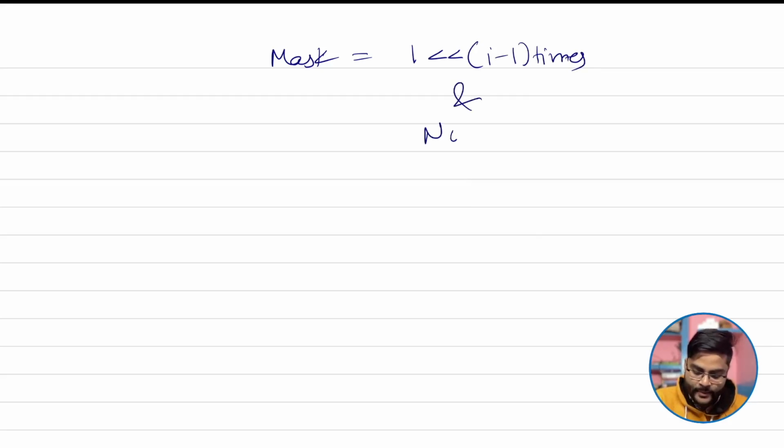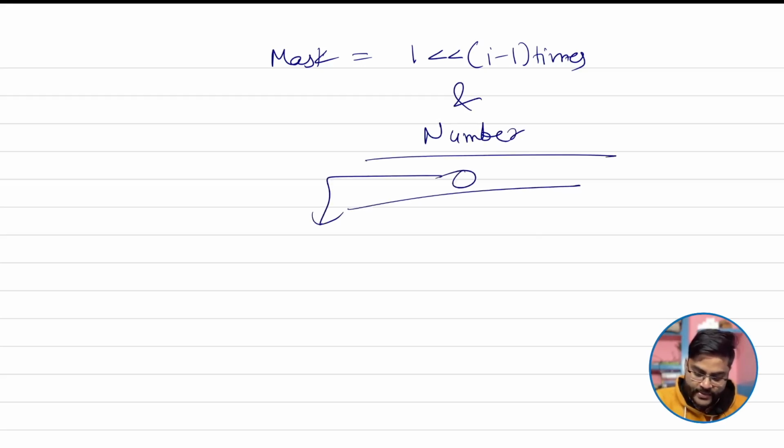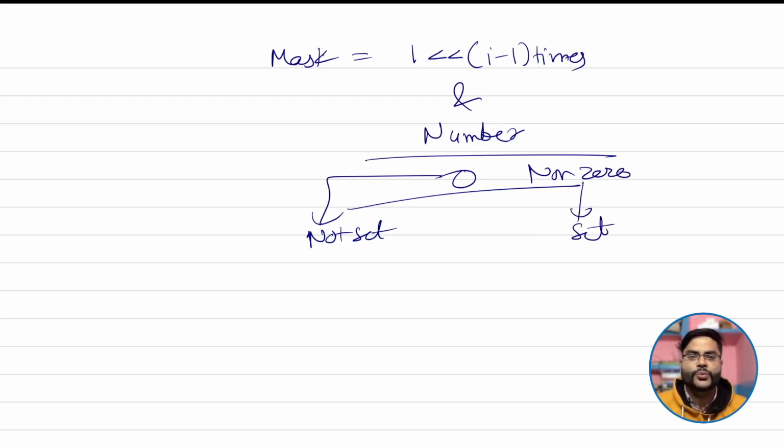Okay, so to check whether my bit is set or not, I can create a mask by taking 1 and left shifting it by i minus 1 times, and perform bitwise AND with my number. If the result is 0, that means the bit is not set. If it is non-zero, that means the bit is set. I hope you understood it. Take 2, 3 examples, you will get it. Okay, now let's move forward to the next problem.